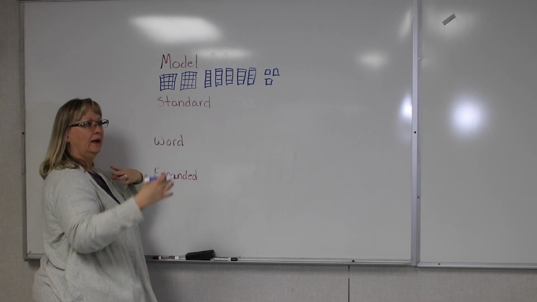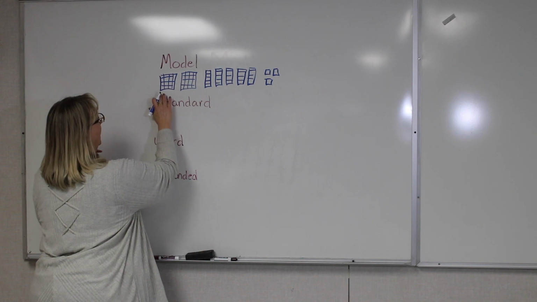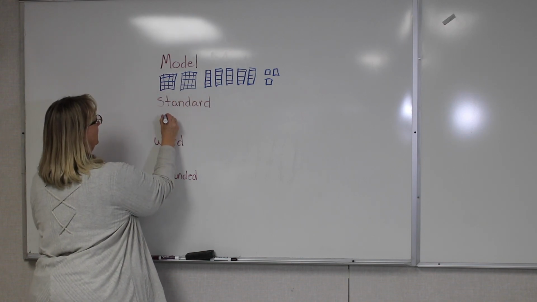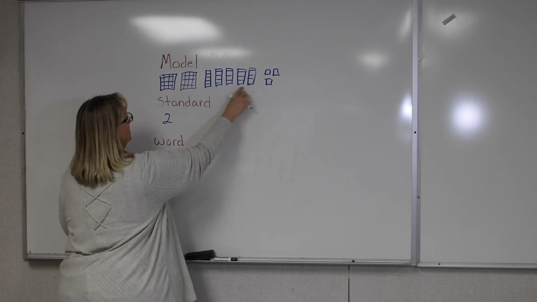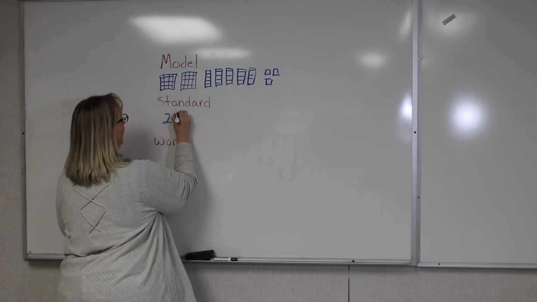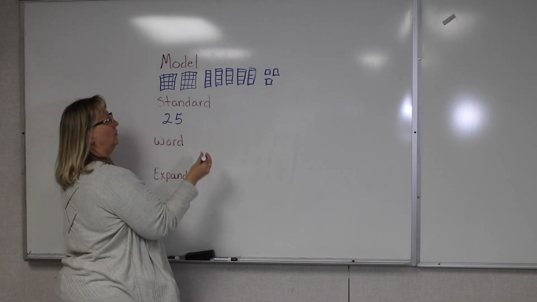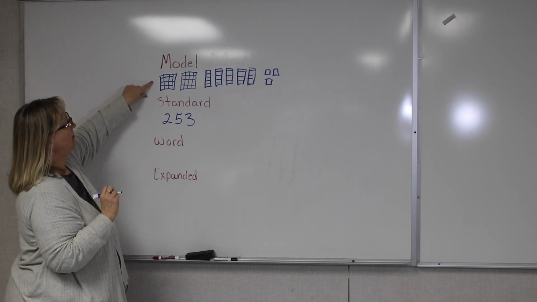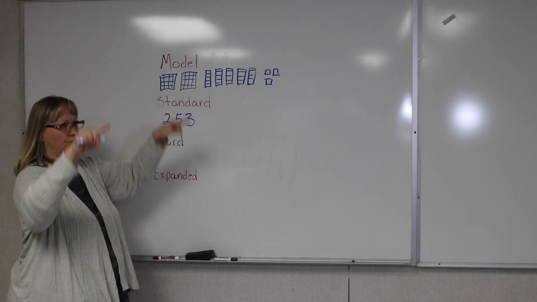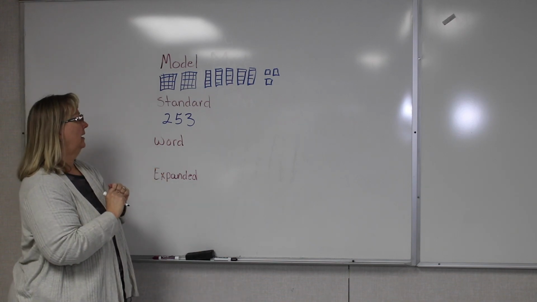Remember, that's the way we write our numbers normally, using those digits. So, how many hundreds blocks do we have? We have 2. How many 10s do we have? We have 5. And how many 1s do we have? We have 3. So this is, remember, modeling is drawing it. Our standard is how we normally write it.